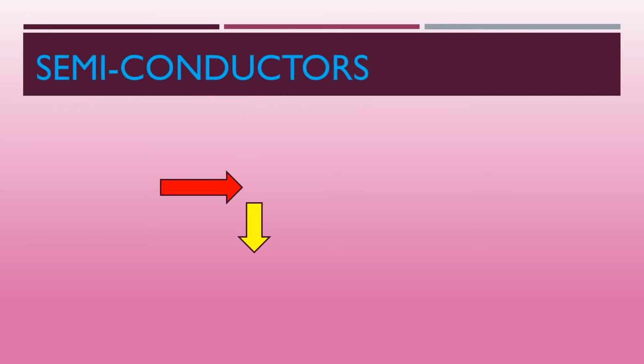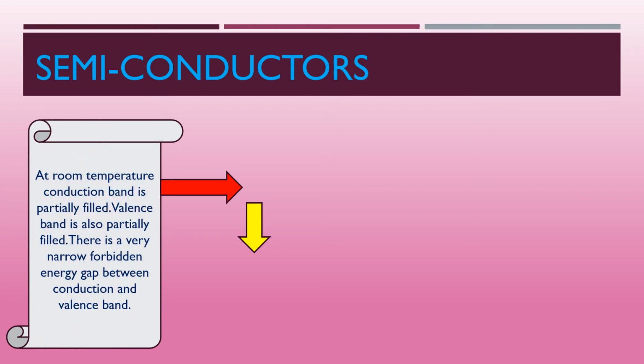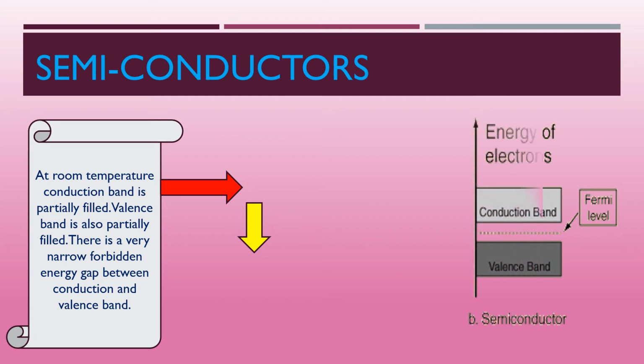Now, on the basis of energy band theory, we are going to discuss another very important class of solid materials which is known as semiconductors. Semiconductors are those materials which at room temperature have a partially filled conduction band and a partially filled valence band, and there is a very narrow forbidden energy gap present between the conduction and the valence band.